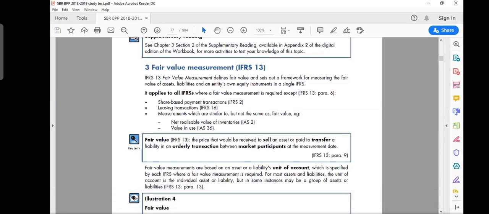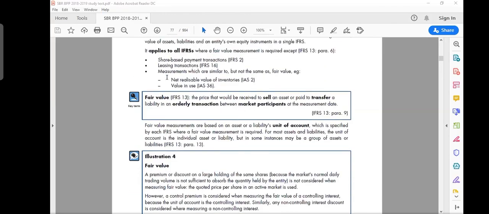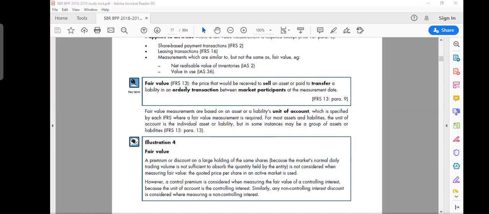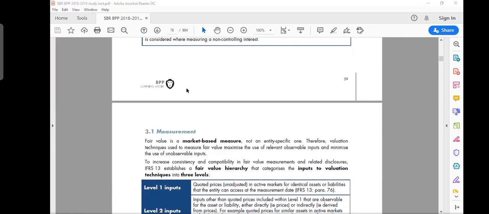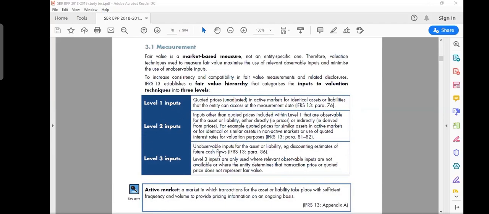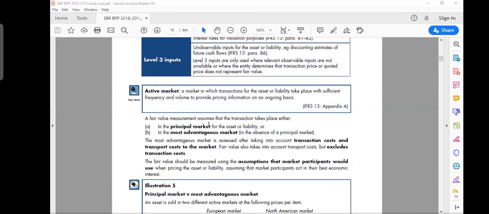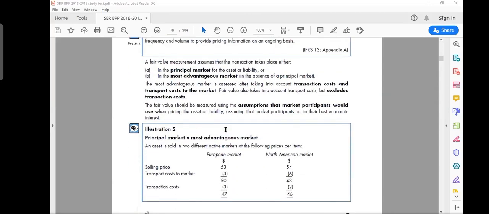Now, this is your BPP kit for SBR, Strategic Business Reporting, and it's the same thing. The theoretical part I've already explained to you. What we are going to do here is see level 1 input, level 2 input, level 3 input. I've explained active market, principal market, most advantageous market, and we want to see some examples.